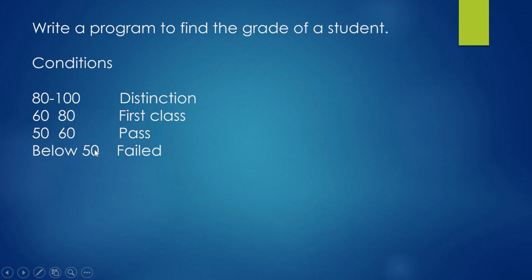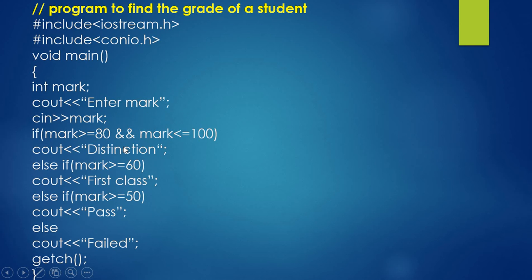Okay. Then we can consider one program. Write a program to find the grade of a student. Conditions given: mark 80 to 100 is distinction, 60 to 80 is first class, 50 to 60 is pass, below 50 is failed. Then write that program. Comment: program to find the grade of a student. Void main, here input is mark.